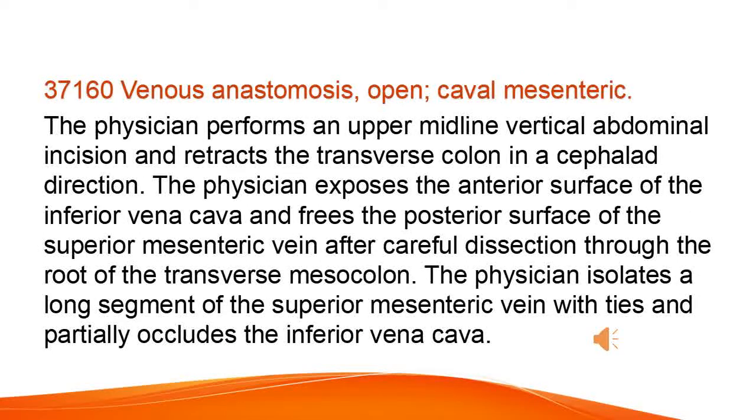Venous anastomosis, open, caval mesenteric. The physician performs an upper midline vertical abdominal incision and retracts the transverse colon in a cephalad direction. The physician exposes the anterior surface of the inferior vena cava and frees the posterior surface of the superior mesenteric vein after careful dissection through the root of the transverse mesocolon. The physician isolates a long segment of the superior mesenteric vein with ties and partially occludes the inferior vena cava.